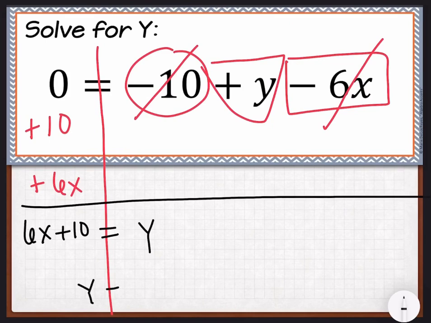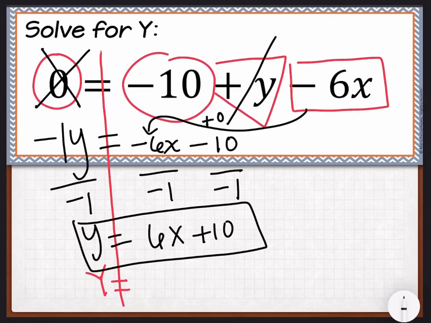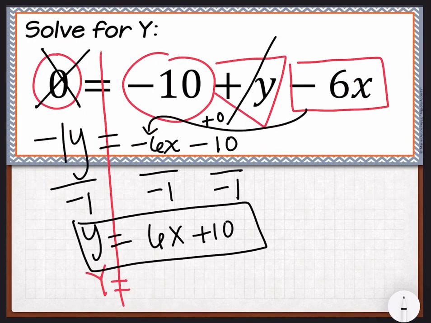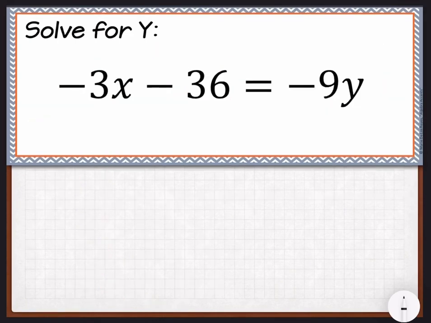You could flip these two sides. It's the exact same thing as y equals 6x plus 10. And that's what we got in this problem. So the work looks a little bit different. Both ways work. It's really up to you to decide which one you like best. Okay. Next example.